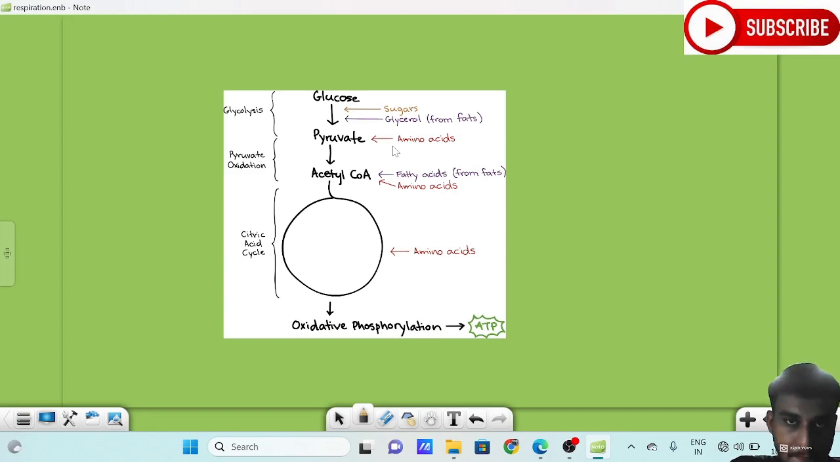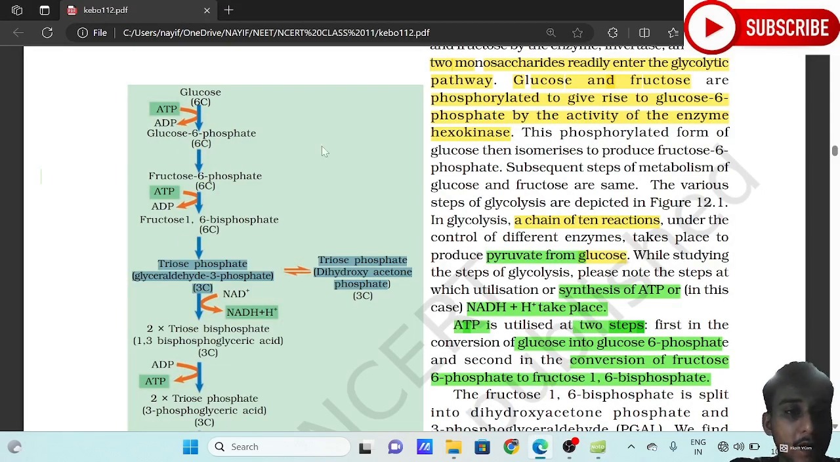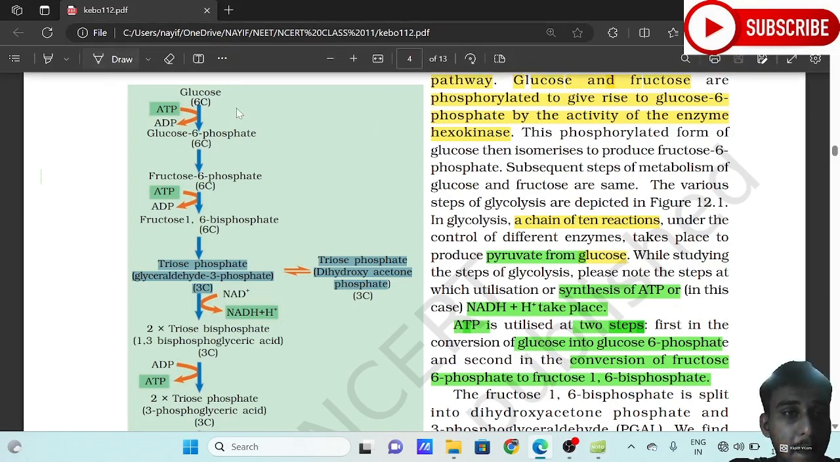For example, galactose is an epimer of glucose. They can also be metabolized. They also enter the glycolytic pathway. How? Galactose will form galactose 6-phosphate, and then it will be converted into glucose 6-phosphate. Now it can enter the glycolytic pathway. If galactose is converted into glucose 6-phosphate, it can enter at this step, so it will undergo glycolysis.